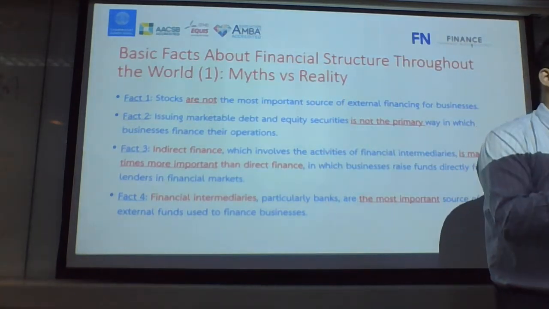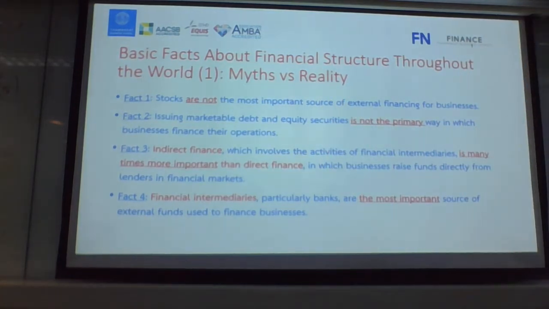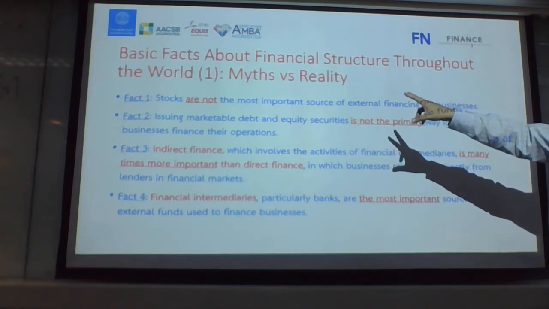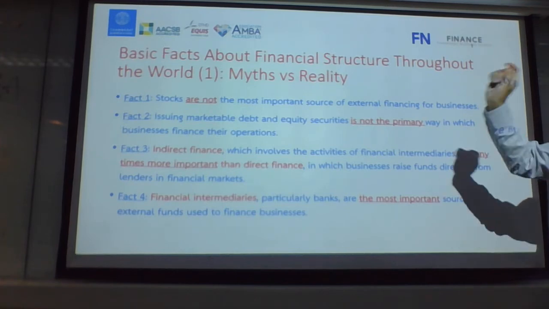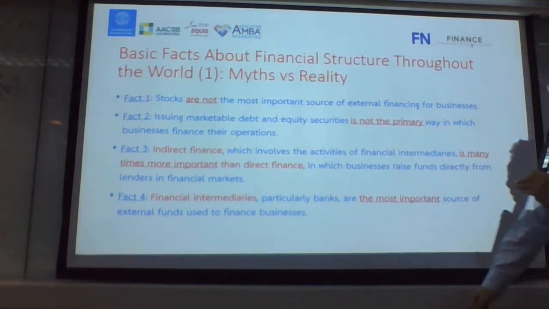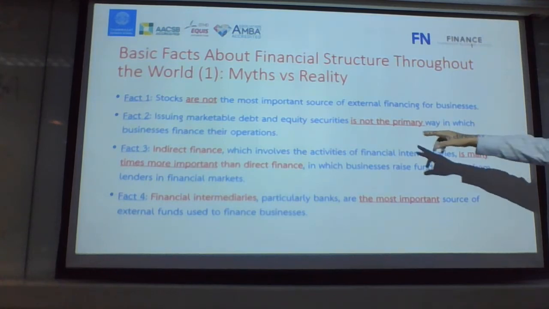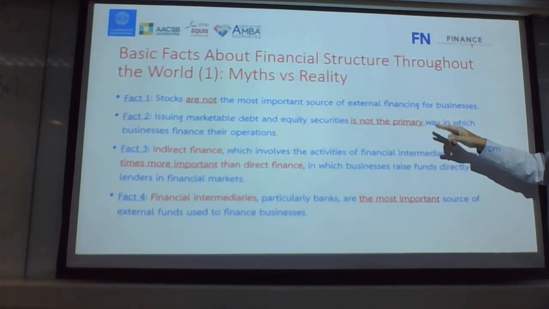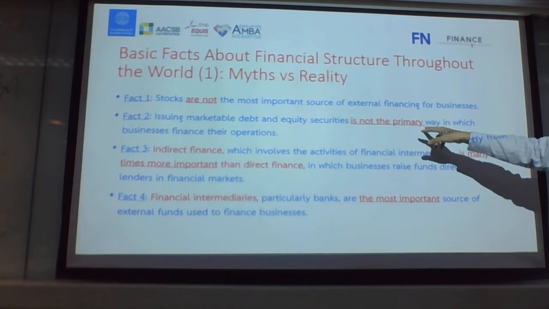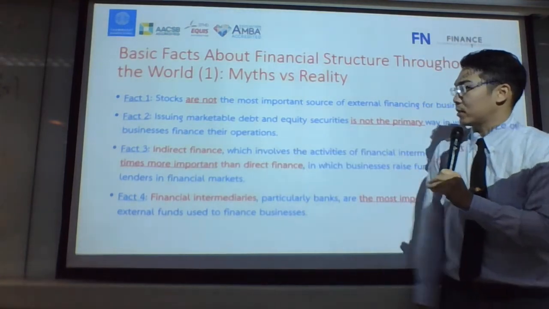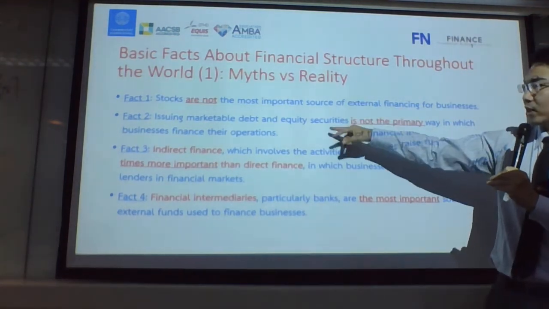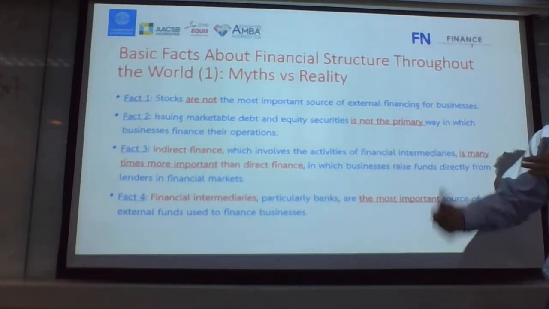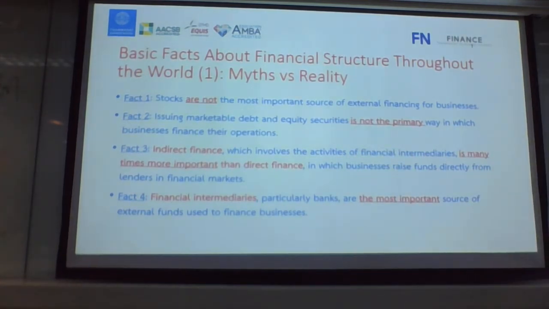We talk about fact, not opinion. Now we are talking about fact. Let's move to the second one. I will read from the slides and then I will give you an explanation for each fact. Fact number 2: issuing marketable debt and equity securities is not the primary way that businesses finance their operations. So you can see fact 1 and fact 2 go together, because when we talk about stocks or marketable debt and securities, we are talking about the financial market.